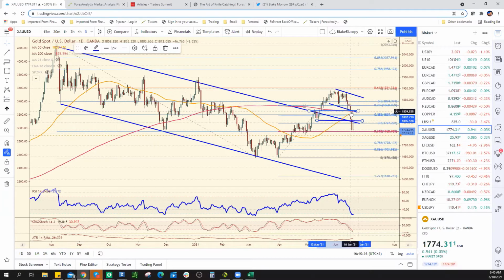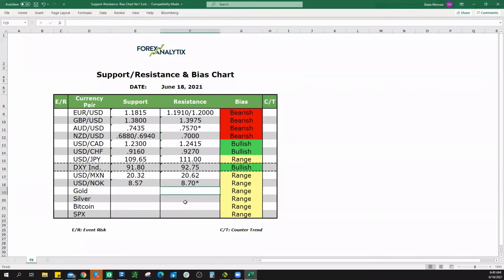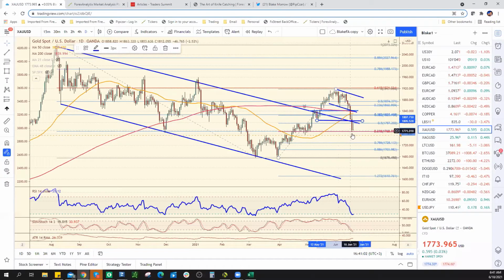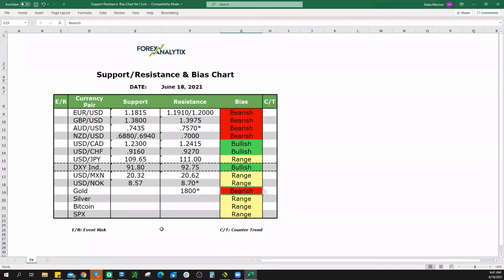If we break through the 200-day moving average. Obviously, the FOMC hit. We did. Sliced right through 1800 at the 618. But unless we get back above 1800, the risk is that we're back down below 1700. So 1800, that's key now. We're bearish, and our next target here is 1755. We break through that, 1728.